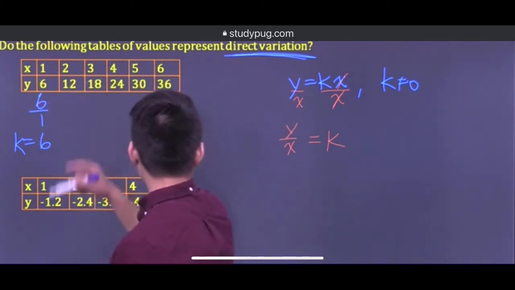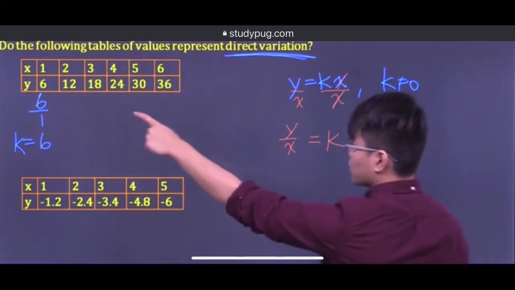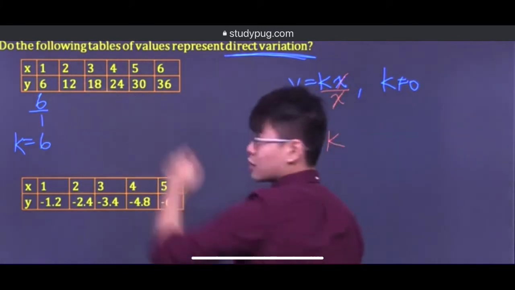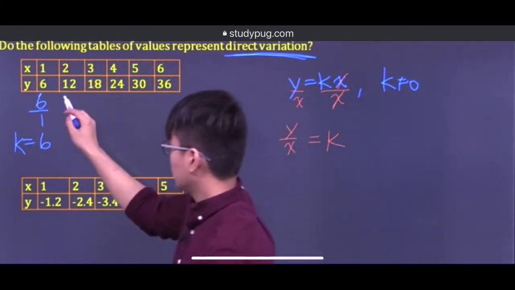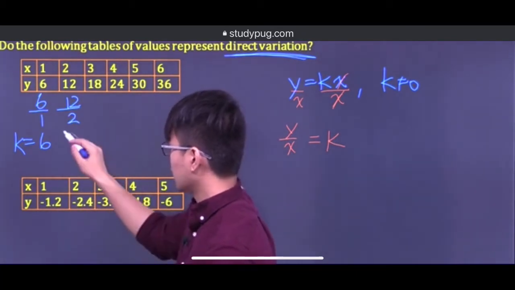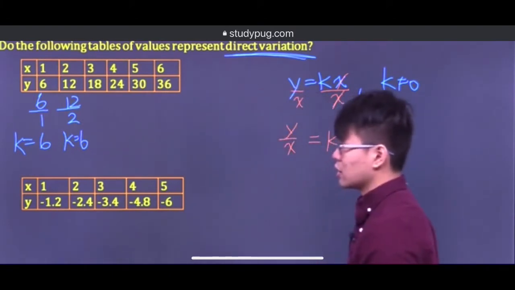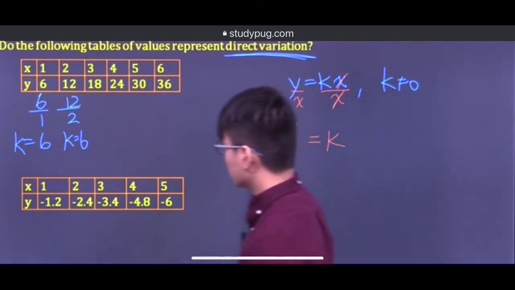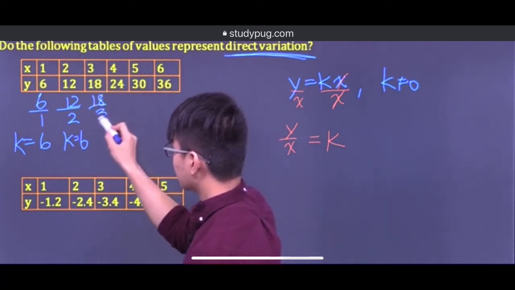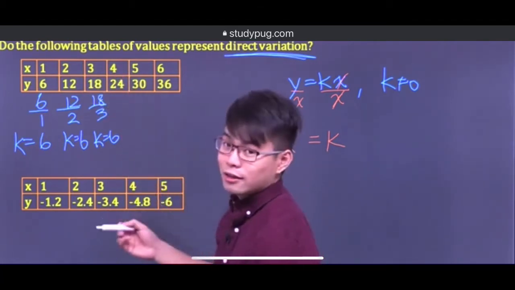Now, moving on to the next column, we plug in the y value 12 over our x value this time, which is 2. So we have 12 over 2, and this gives us 6. We have a k constant of 6 again. Moving on, we have 18 divided by 3, which is clearly 6. What about this one? 24 divided by 6, that's also going to be 6.